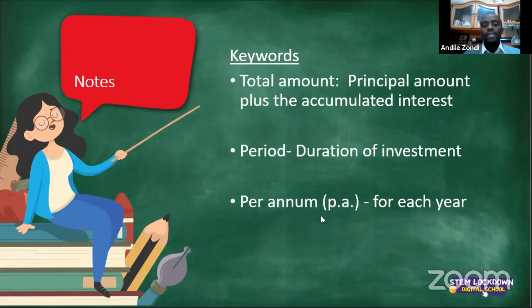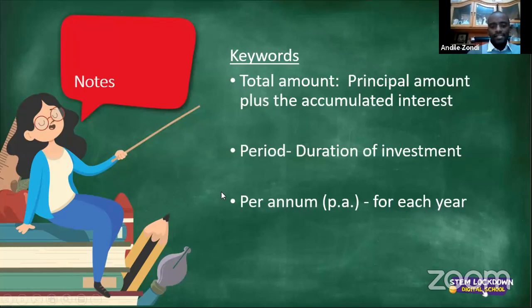And then total amount. Total amount is the principal amount plus your accumulated interest. That's what is called your total amount when it comes to this type of calculation. And then when I say period, I mean the duration of your investment. Remember, either you are investing money or you are taking out a loan, so the same concept applies. And then the word per annum, abbreviated PA, basically means for each year, or once a year.